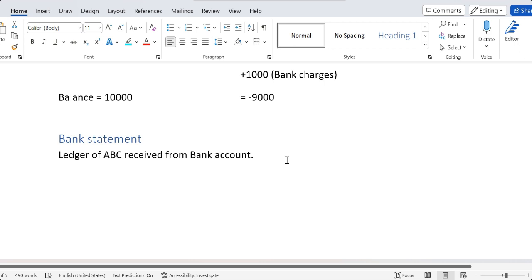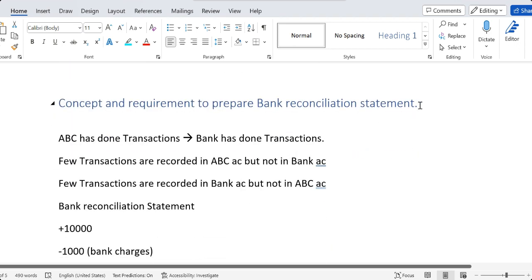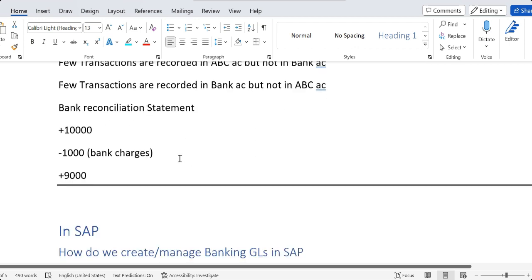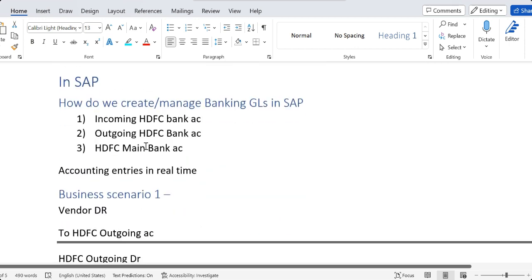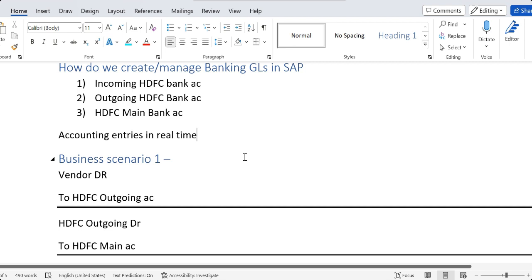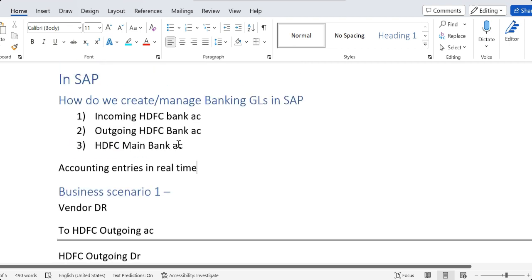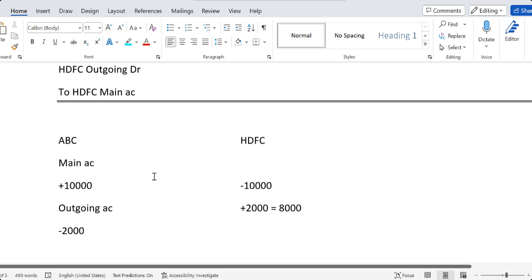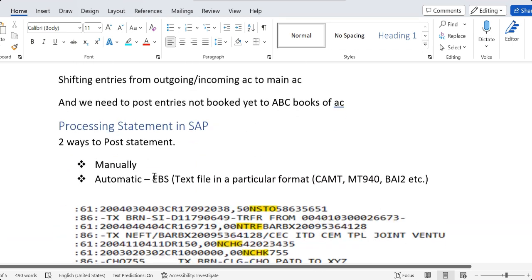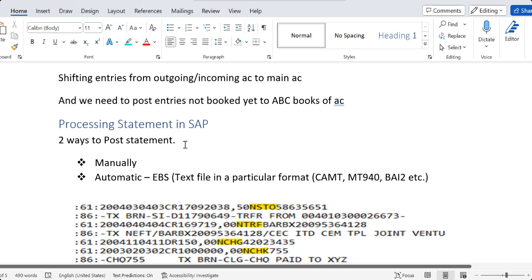And now, if we have differences, we can create a bank reconciliation statement. So in this way we can do that. And in SAP we have understood the concept of different GL accounts and why we use them. We understood that it's easy to figure out the balances in the bank from the main account, and we'll track first from incoming and outgoing, and later, once we get the bank statement, we'll shift these incoming and outgoing accounts to the main accounts. Then we have discussed how we process this bank statement in SAP.